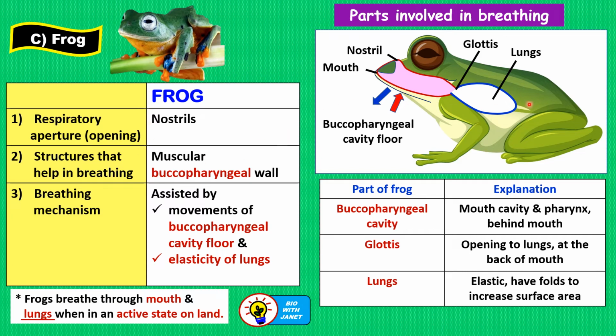So we are going to study the breathing mechanism involving the lungs, all right? Frogs breathe through the mouth and the lungs when in an active state on land, okay? Now, in water, they will use the skin for gaseous exchange. Gaseous exchange through the skin is very simple. It doesn't involve inhalation or exhalation. It's just diffusion of oxygen into the skin and diffusion of carbon dioxide out of the skin. But we're going to concentrate on the exhalation and inhalation process involving the lungs.